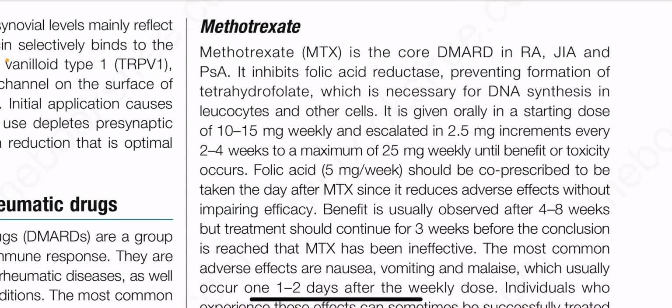Methotrexate. Methotrexate is the core DMARD in rheumatoid arthritis, juvenile idiopathic arthritis, and psoriatic arthritis. It inhibits folic acid reductase, preventing formation of tetrahydrofolate, which is necessary for DNA synthesis in leukocytes and other cells. It is given orally in a starting dose of 10 to 15 mg weekly and escalated in 2.5 mg increments every 2 to 4 weeks to a maximum of 25 mg weekly until benefit or toxicity occurs.